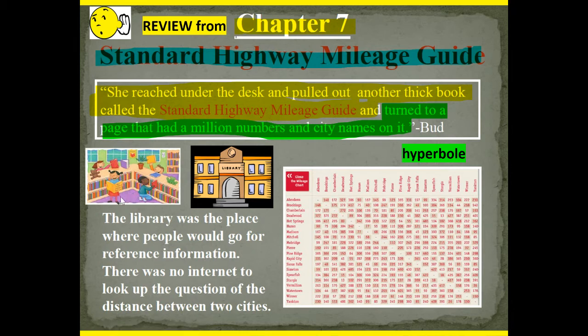Hyperbole. So here's our definition more. The library was the place where people would go for reference information. There was no internet to look up the question of distance between 2 cities. So you had to use this book called the Standard Highway Mileage Guide to figure out how many miles there were between 2 cities. So when you see the pencil, that means you need to write the word.